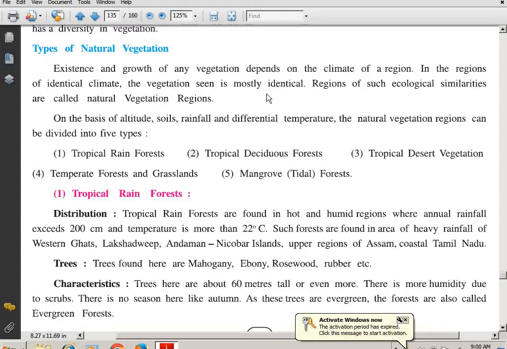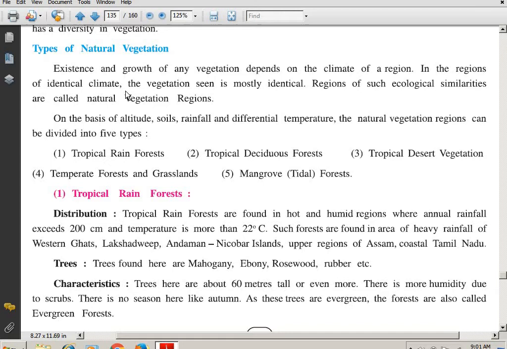Existence and the growth of any vegetation depends on the climate. As we saw in the diversity, humidity, also the cold weather, the rain, that also plays a role. And so therefore, existence and growth of any vegetation depends on the climate of the region. And in the regions of identical climate, where there is the same type of climate, the same type of vegetation is seen. Same type of trees have grown over there. And so regions of such ecological similarities are called natural vegetation regions.